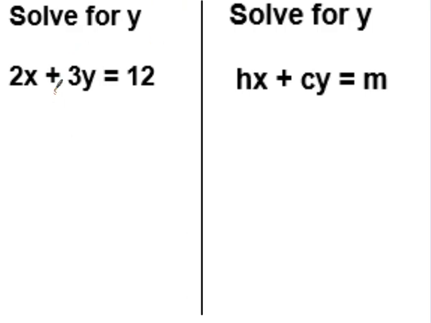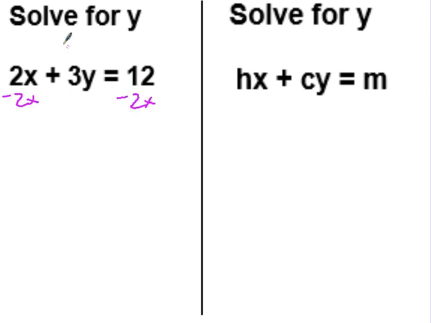So here's another one. I want to solve for y here. This one has some values in it, some coefficients. The other one does not. But they both solve the same way. That's the point of having them side by side. I want to solve for y. If I'm trying to get y by itself, the first thing I would do on this left side is subtract 2x from both sides.